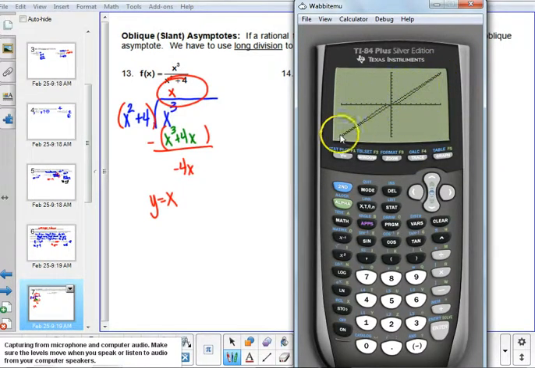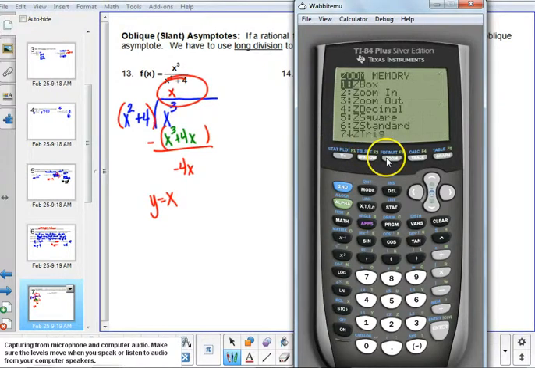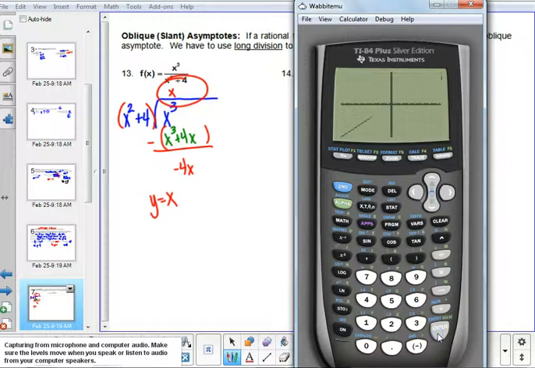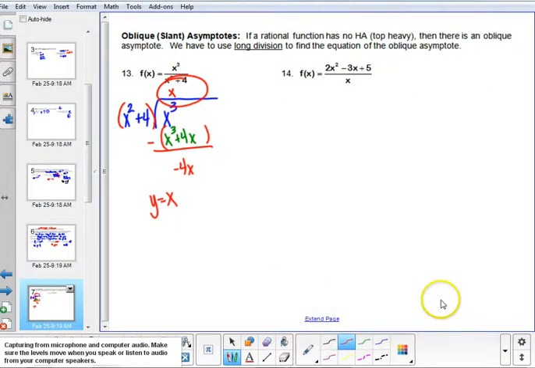Now it's not actually a line. I just wanted to graph it for visual purposes. Do notice that as I look far to the left and far to the right on the end behaviors, the function is approaching those values. If I were to zoom out a little bit, out of the standard window, you might be able to see it a little easier, or not. Okay, number 14.